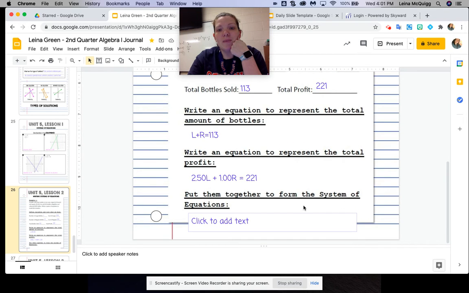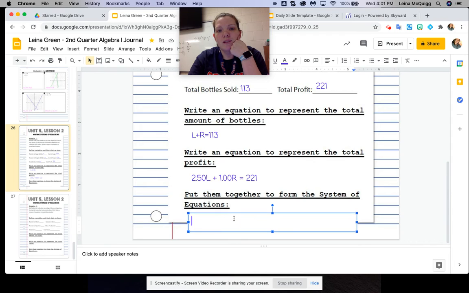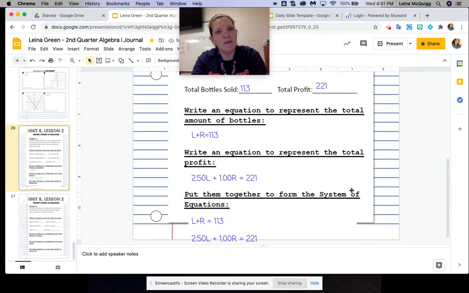Now we're going to put them together to form the system of equations. So we're going to say that we have L + R = 113 and 2.50L + 1R = 221. They're together. That's the system. They go together. All right.